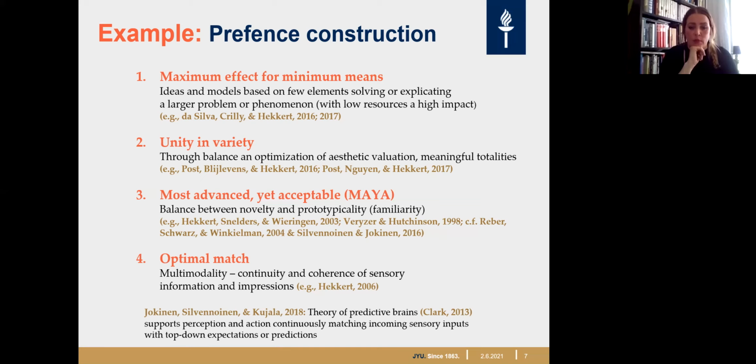But in this article, we try to combine and explicate this process with the theory of predictive brains, which can be also considered currently as the grand unified theory of cognition, because it incorporates many of the cognitive and affective processing levels.